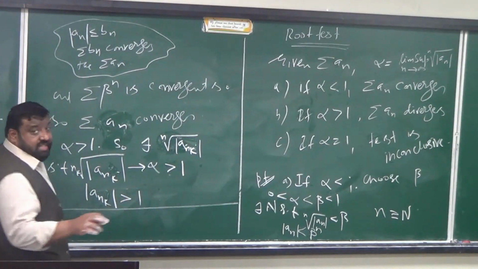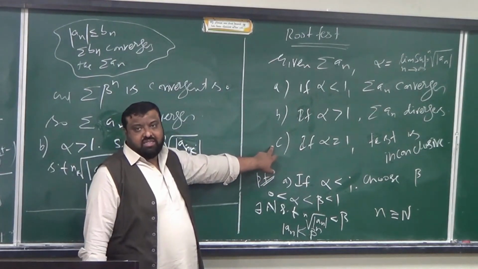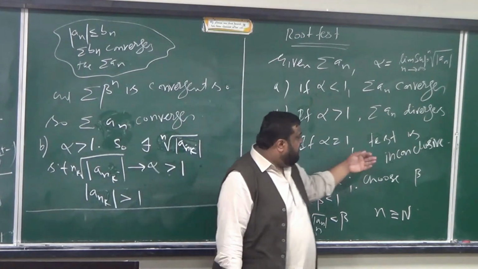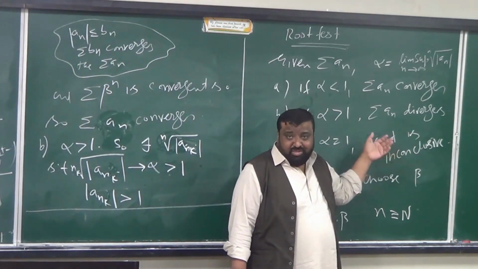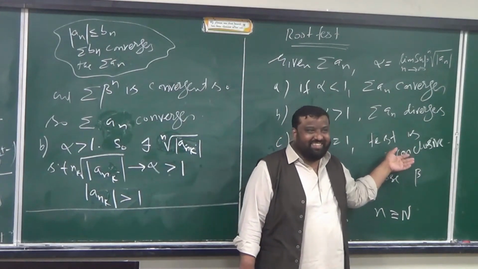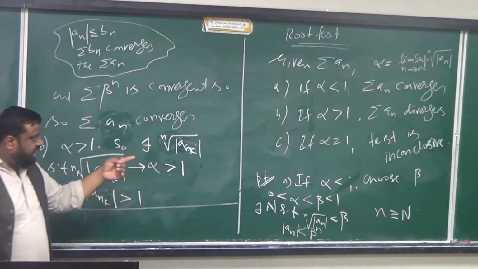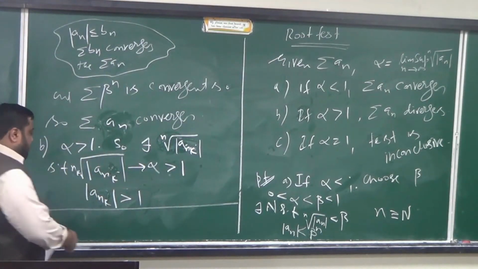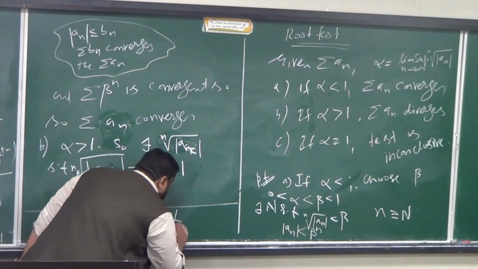To see that the test C is going, this part C is true. In other words, we are saying that if alpha is 1, the test can't tell you anything. And if it's telling you something, don't believe it. It can tell you something wrong. Because for the same alpha equal to 1, you can have a divergent series and you can have a convergent series. Consider the series 1 over n and the series 1 over n square.